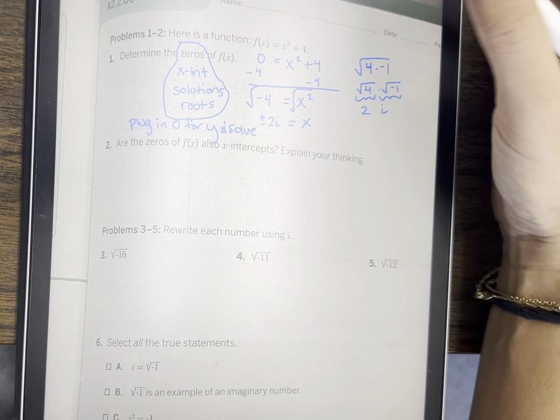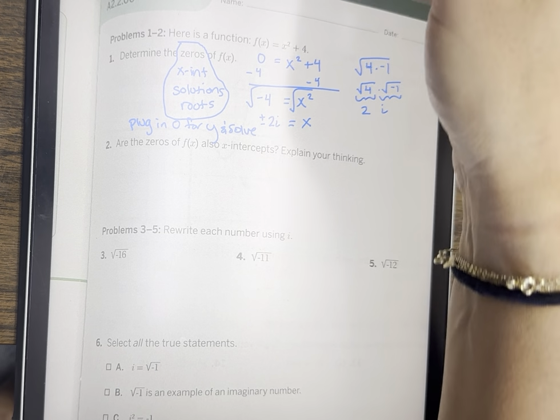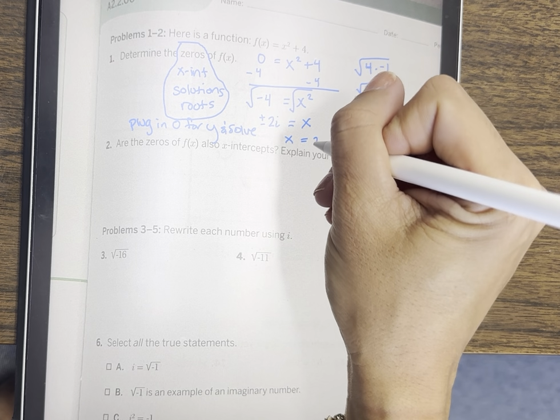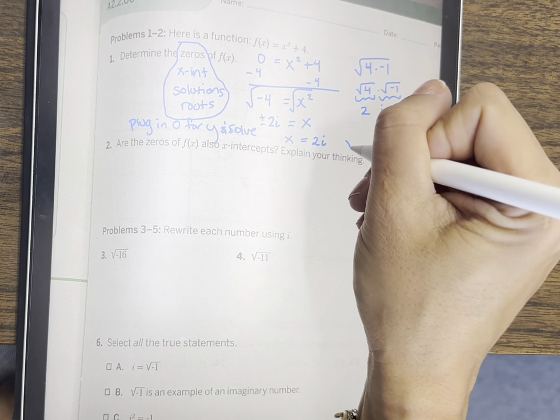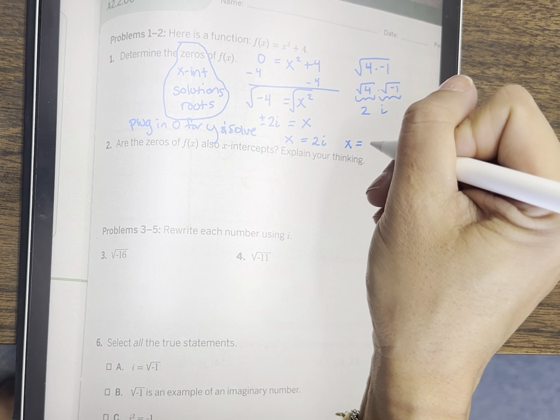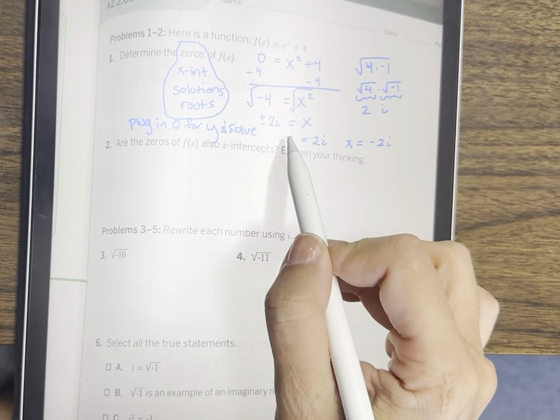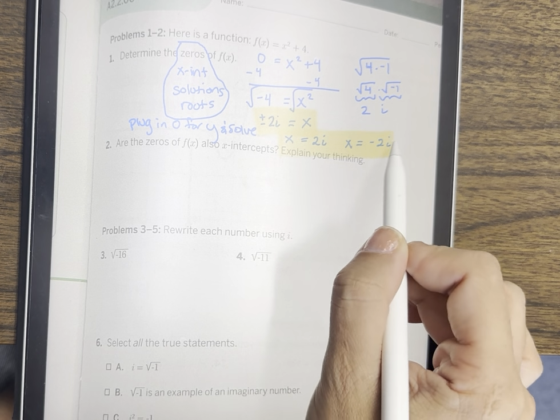These are the zeros. 2 of them. Positive 2i. Here, I'll write that for you too, just to make sure you understand. That's the same as saying that x is positive 2i or x is negative 2i. Okay? This and this, both good answers.